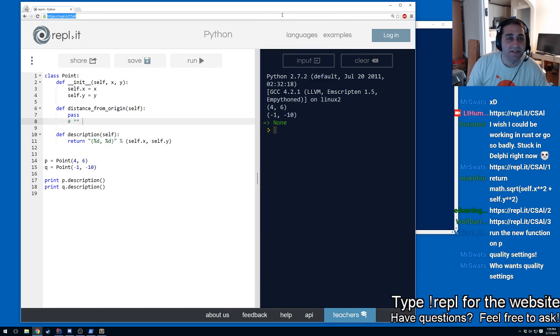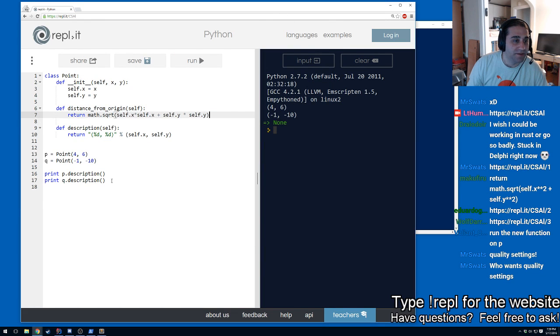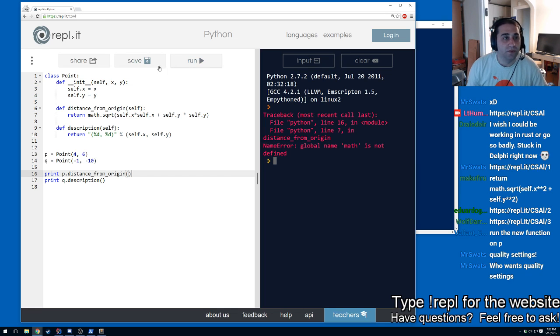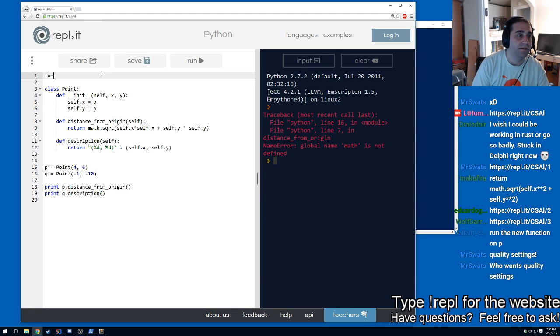Alright, I'm just gonna steal this. Oh, can I paste it? We'll see what happens. So print p.distance_from_origin. Ooh. Oh, right. I forgot to import math. Whoops. Import math.